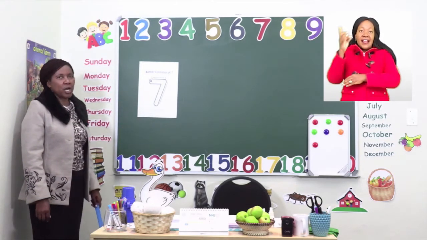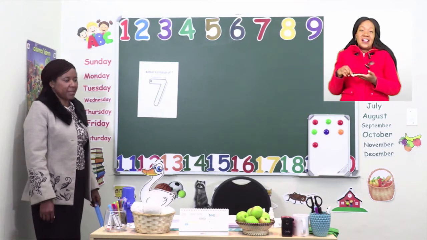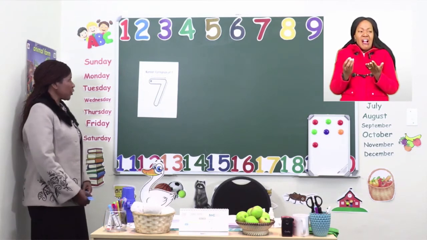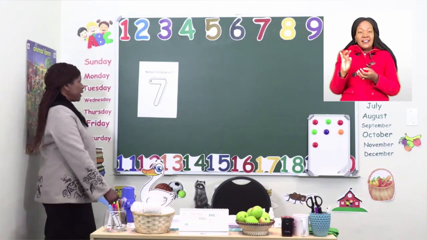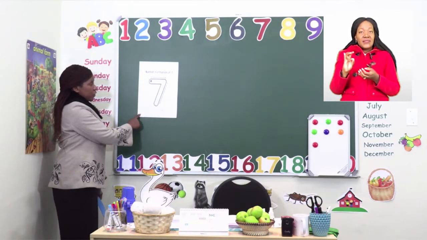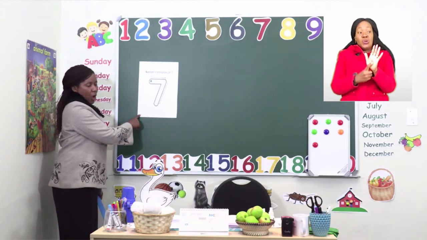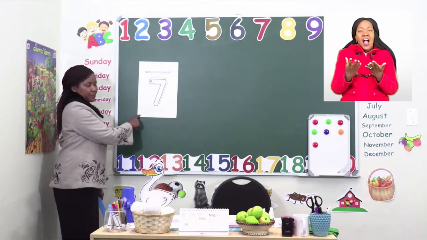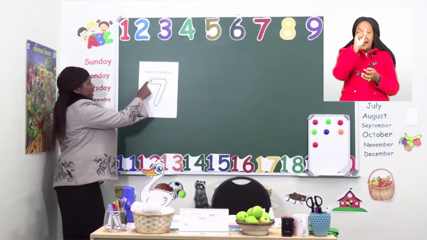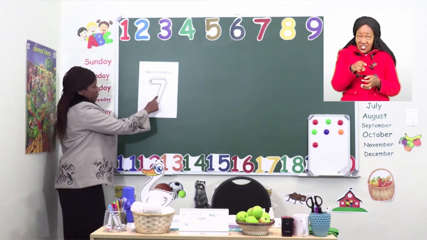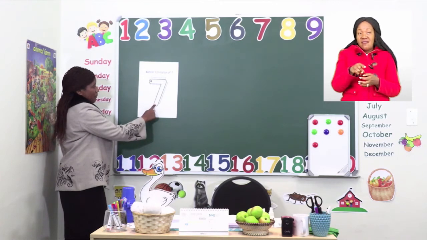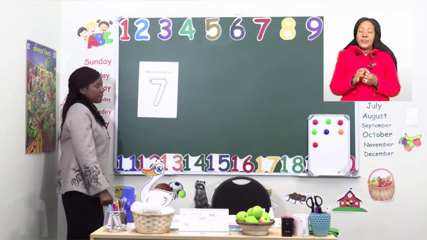We would like to learn how to form number 7 today. I will show you how we have to form number 7. I'm going to point on this chart on the board here. How do we form number 7? We go across the sky and down from heaven and we stop. That's how we form number 7.